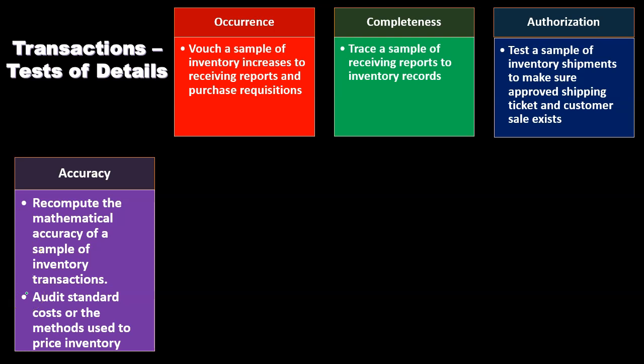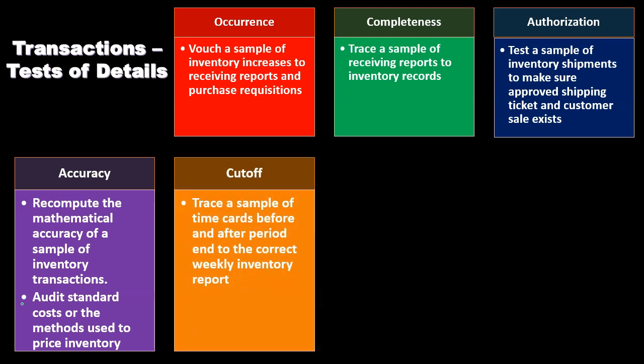And then we can audit standard cost or the methods used for pricing inventory. So if they're using standard cost, again, if we're making the inventory, we can use those standard costs and look at those calculations, something that can be a bit more complex if we're doing the production process of inventory rather than just purchasing and selling.